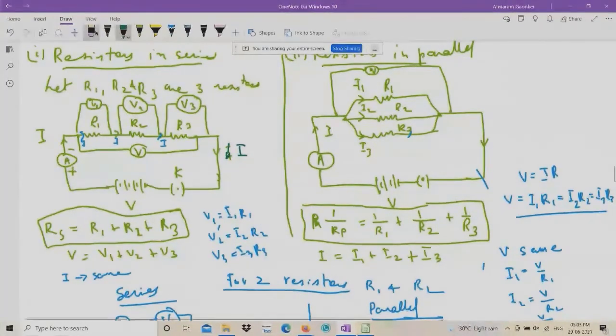So let me correct it here. So it is V1 is equal to I into R1, V2 is equal to I into R2, and V3 is equal to I into R3. You have to remember this 1, 2, 3. These three things you remember for this circuit.